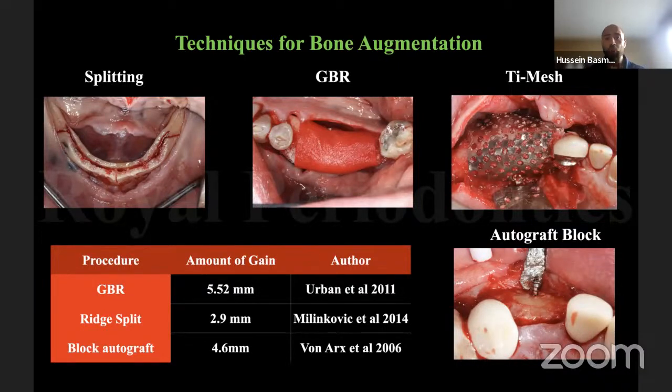Ridge split: if you don't understand when to do a ridge split, what's going to happen? You can literally lose all the bone. Tie mesh: if you don't understand that this is one of the highest possibilities for complications, with mesh exposure, and you don't understand the tissue manipulation, you'll end up with complications. Autogenous block graft, the same. If it gets exposed, you're done. That's already a failure.